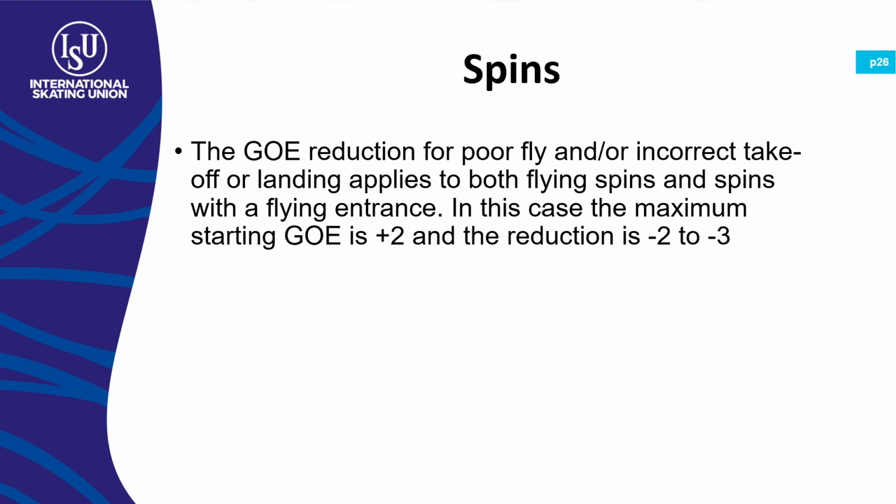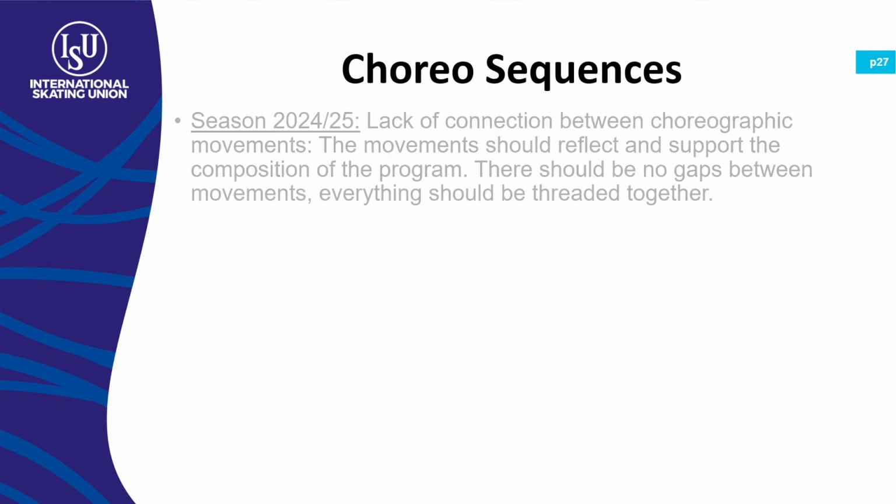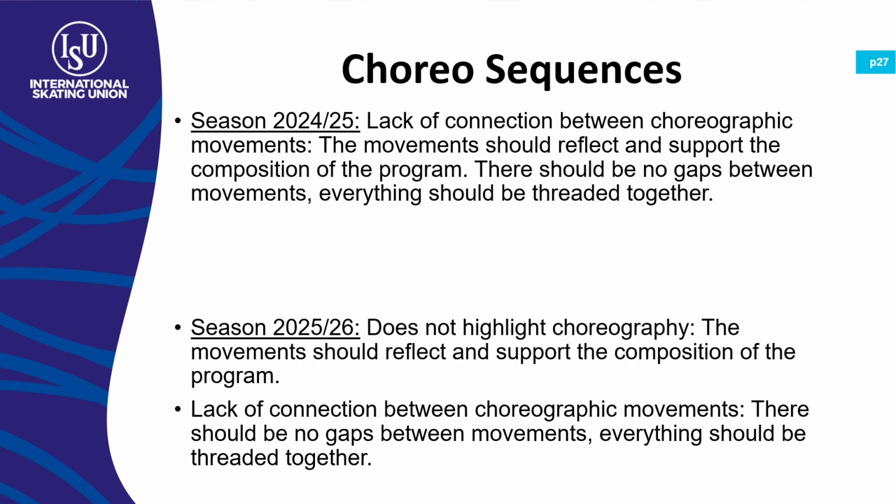The GOE reduction for poor fly and incorrect takeoff or landing applies now to both flying spins and the spins with a flying entrance. In this case, the maximum starting GOE is +2 and the reduction is from -2 to -3. Choreo sequences. The bullet does not highlight choreography means the movements should reflect and support the composition of the program.